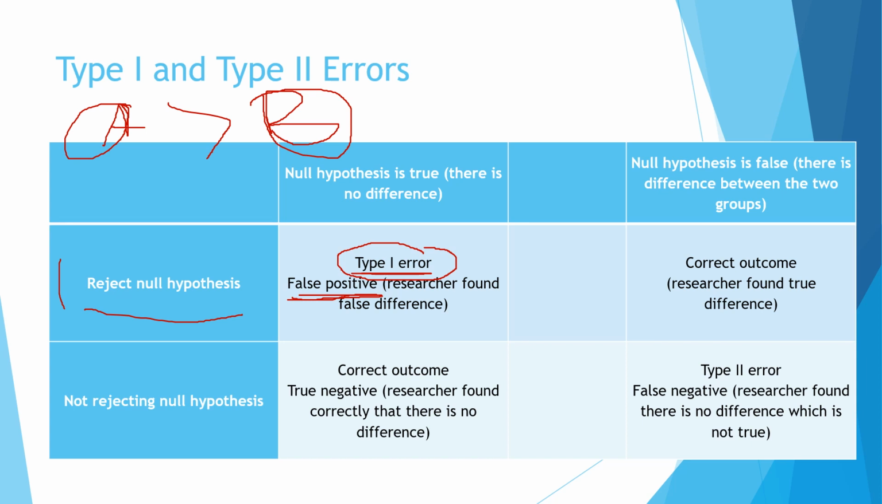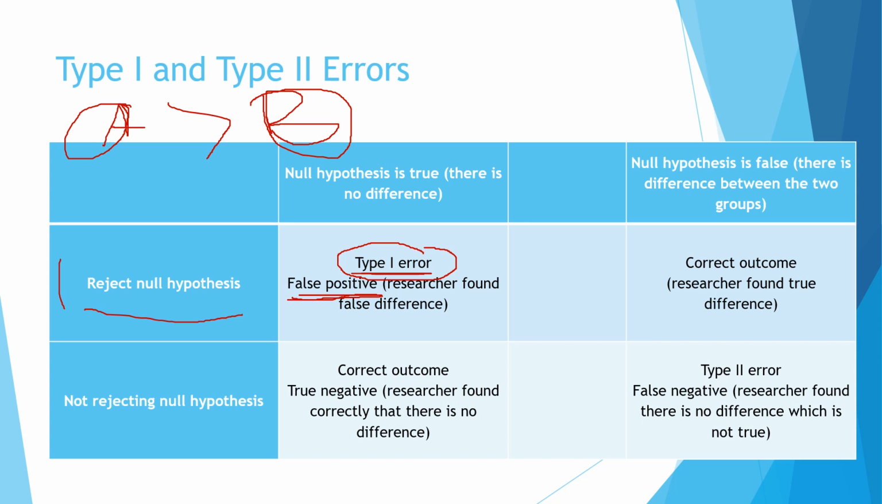So when you reject a null hypothesis when it's actually true, this is type 1 error, which means it's a false positive. The researcher told us that A is better than B, which was a false positive. A false difference. The difference that he found was not true.